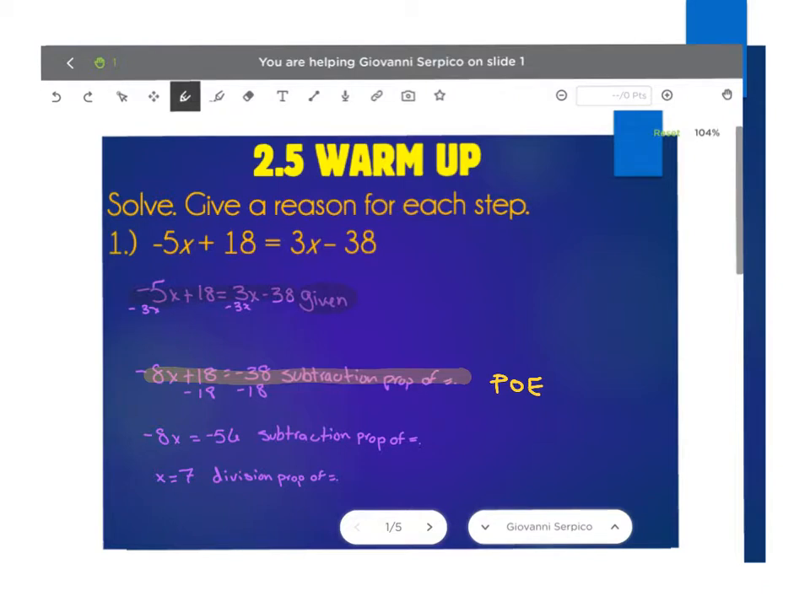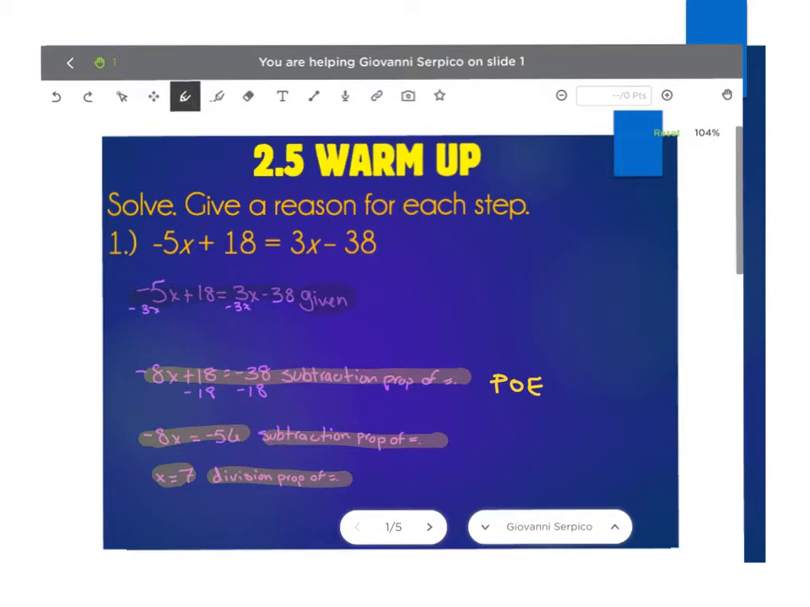Okay, then came the next step, which in this case they subtracted 18, so subtraction property of equality. And then the last step was he divided both sides by -8, and that's the division property of equality. Again, you can go in different orders. So like some people subtracted the 18 first, or added the 38 first, and then added the 5x. It doesn't matter as long as you're justifying all those steps.